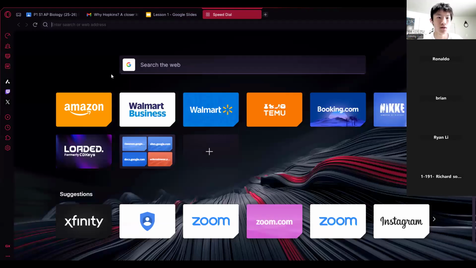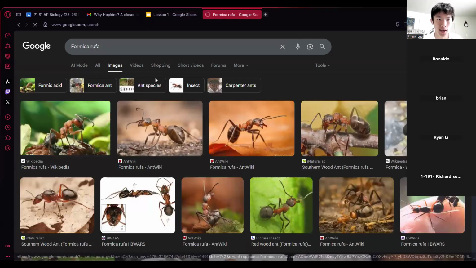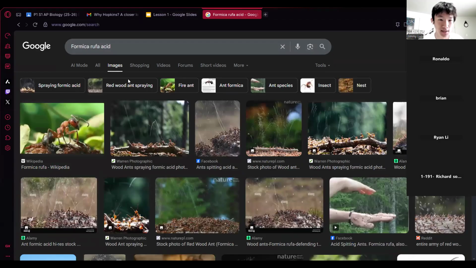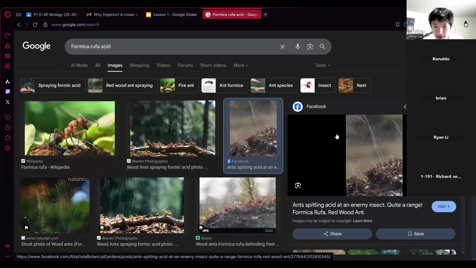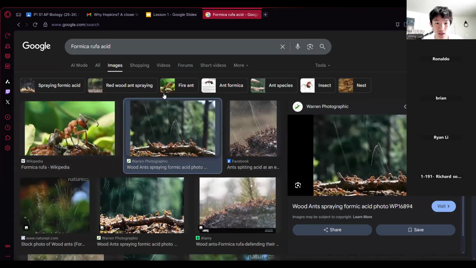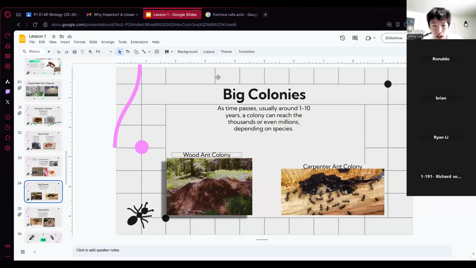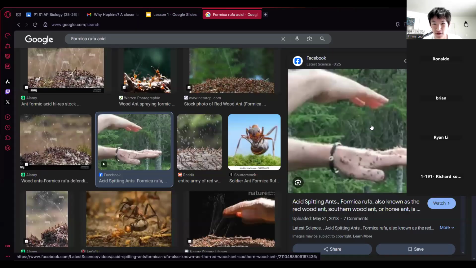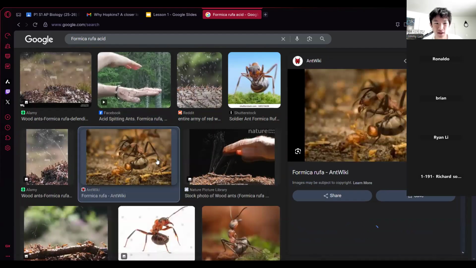So these ants, they actually shoot acid like this, right? So if you go near one of these colonies, this huge colony over here, they will shoot acid at you like this. And usually their acid doesn't hurt you. And here's a photo of a person with his hands out, and you can see a bunch of acid spraying at him. So yeah, this is pretty neat.